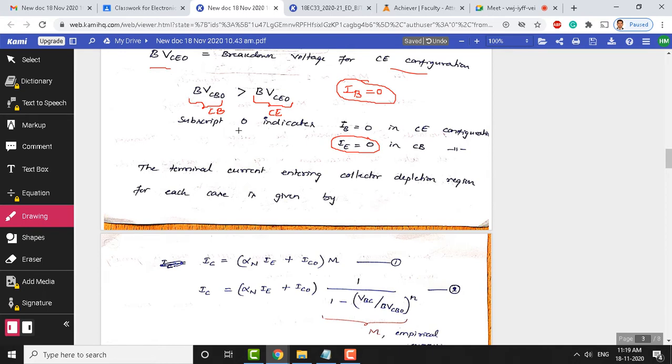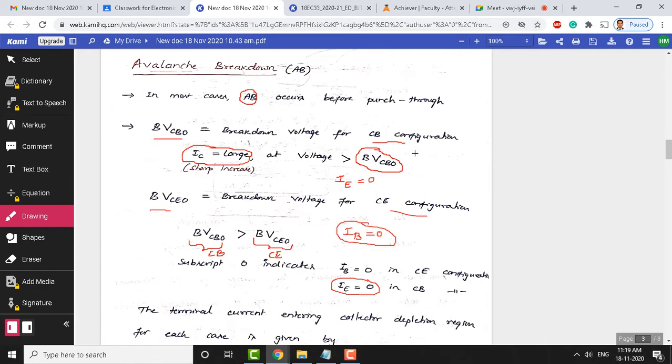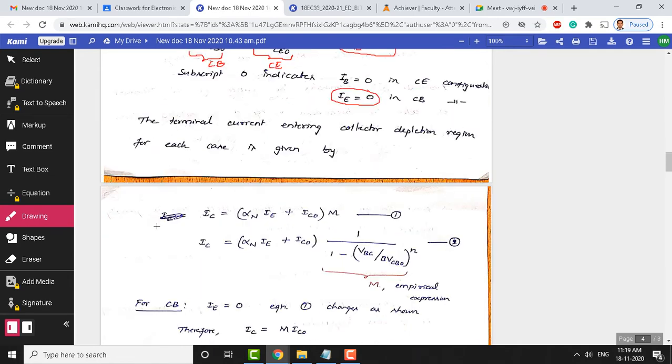There is a mathematical aspect of these breakdown voltages. Let us define what those are. The terminal current entering the collector depletion region for each of these configurations, for common base and common emitter configuration breakdown voltages, is given here. This is the collector current that enters the collector depletion region, and here we have an alpha n, this is a current transfer ratio, times IE plus ICO. This is the reverse saturation current ICO times this m.